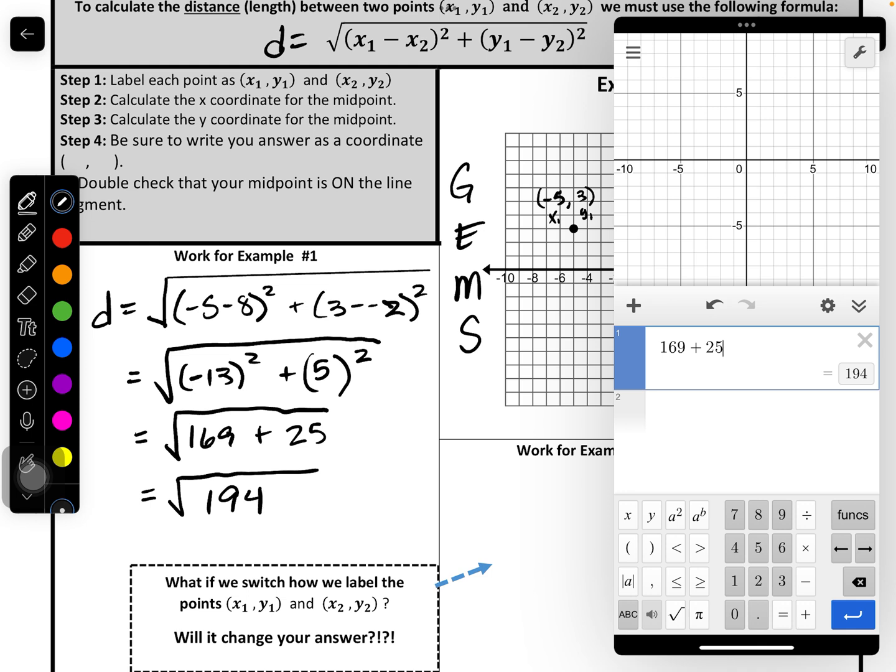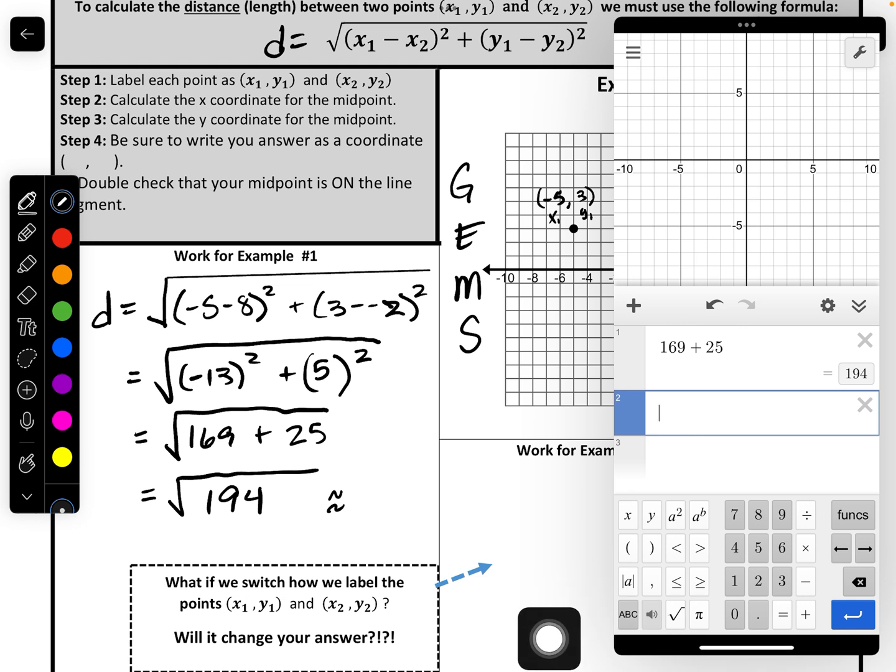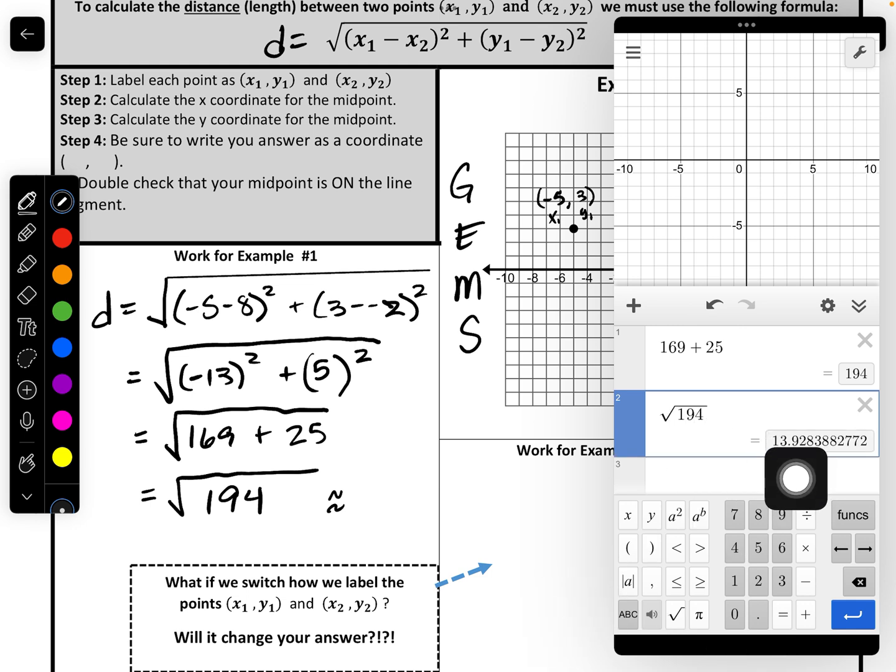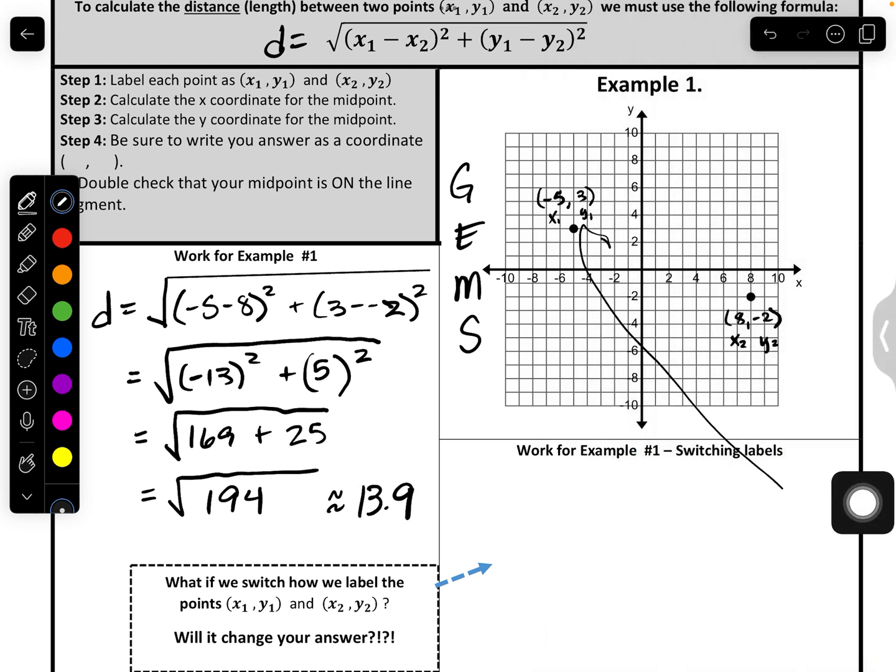All right, now 194 is actually not a perfect square, so what we're going to do is put that into Desmos. We're going to ask for the square root of 194, square root right here, 194, and we get 13 point, let's round to that first decimal place, 13.9. So the distance then between these 2 points is 13.9, the distance between the first point and the second point, 13.9 units.